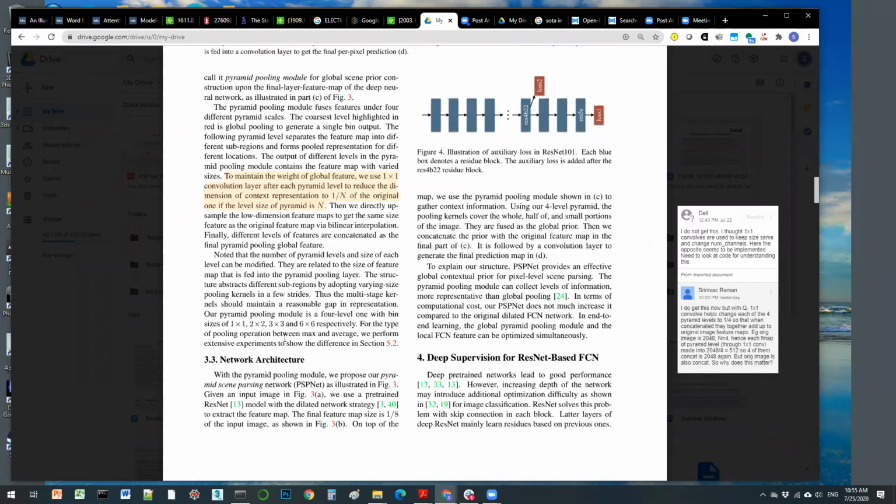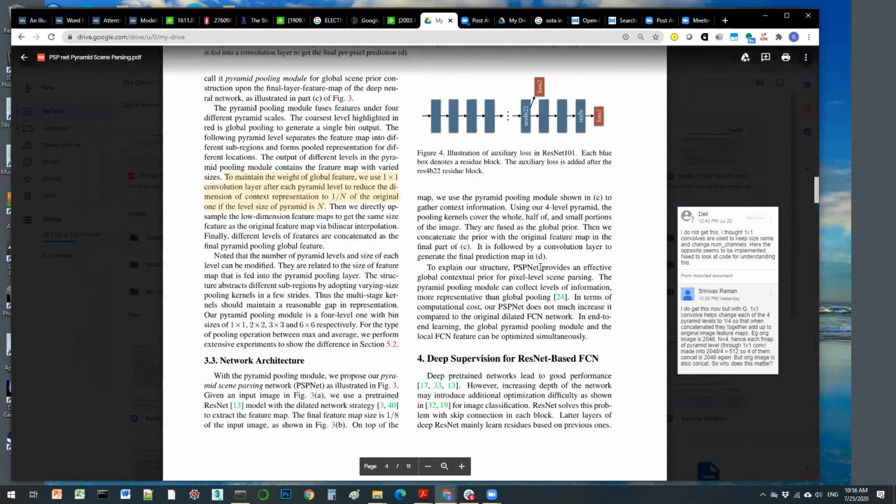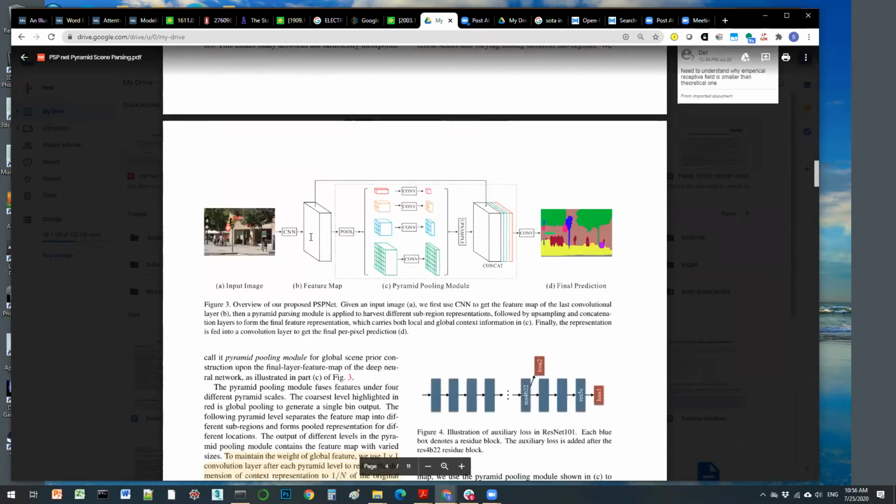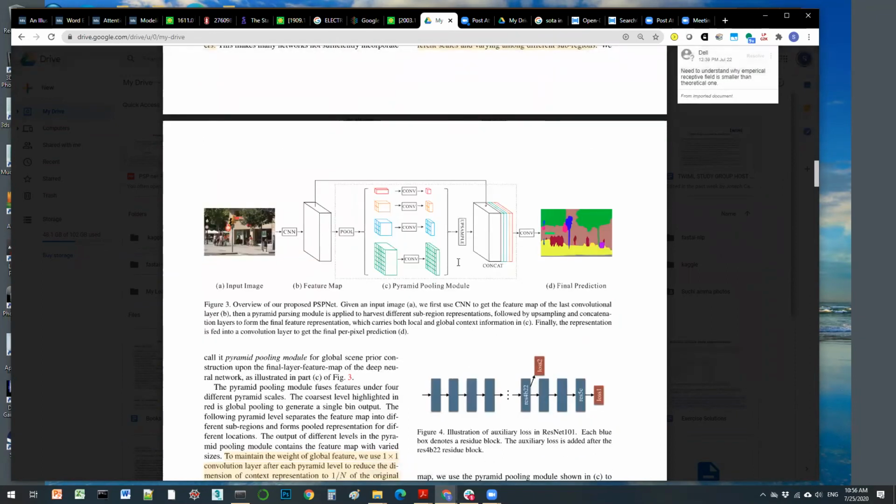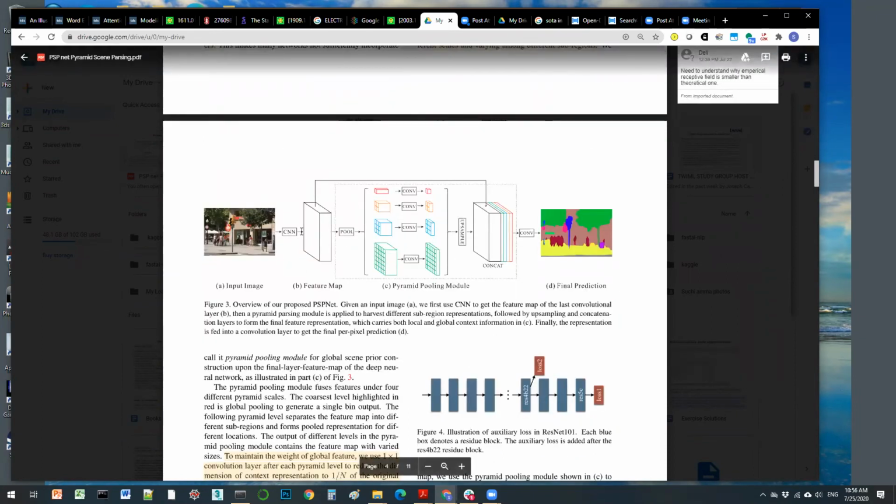Okay, thanks. But they haven't done anything more than that. And then, this is where, Raquel, they talk about the final feature map size is 1/8 of the input image as shown in figure 3b. So that is here. Okay. So you just get to 1/8 and then you do this.